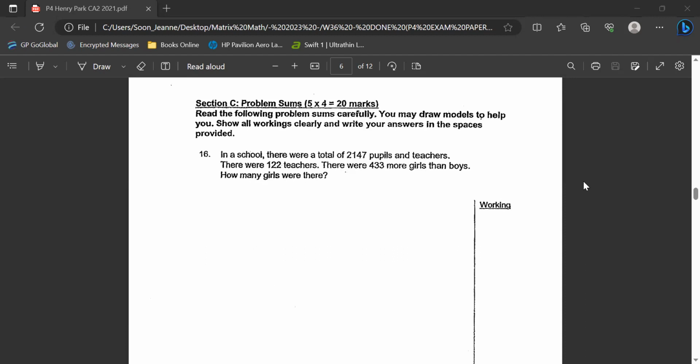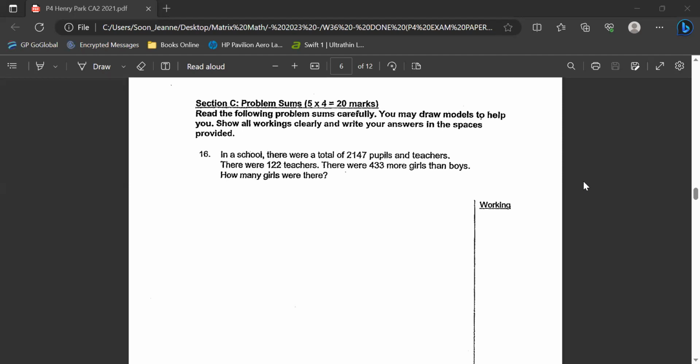So question 16, right? We are going to do the solutions now. It says here, in a school, there were a total of 2147 pupils and teachers. There were 122 teachers. There were 433 more girls than boys. How many girls were there?